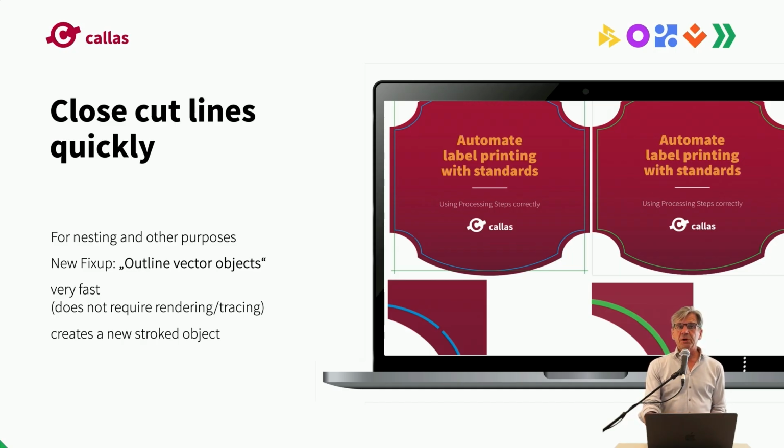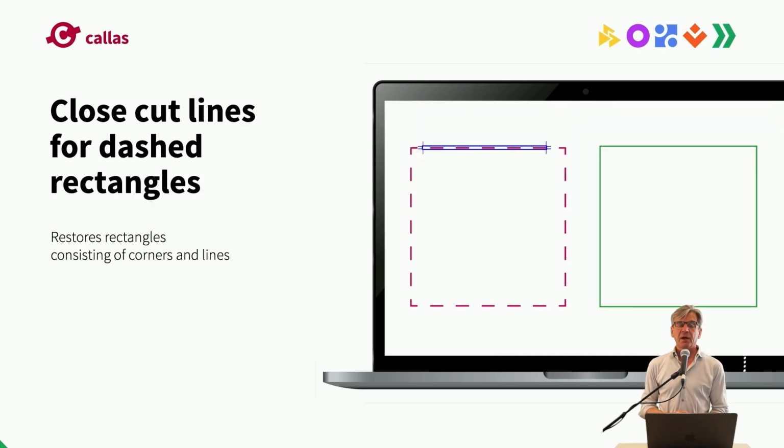And what it will do, it will create a new stroked object that you could then, for instance, use in nesting, but of course you could also do other things with it, just using it as a cut line, for instance. So I've mentioned small gaps in the cut line. This is an even more dramatic issue.